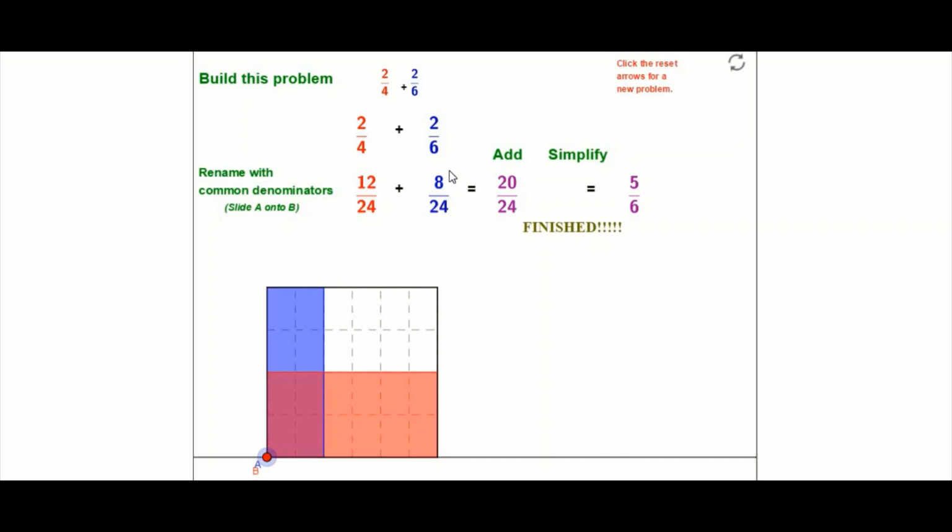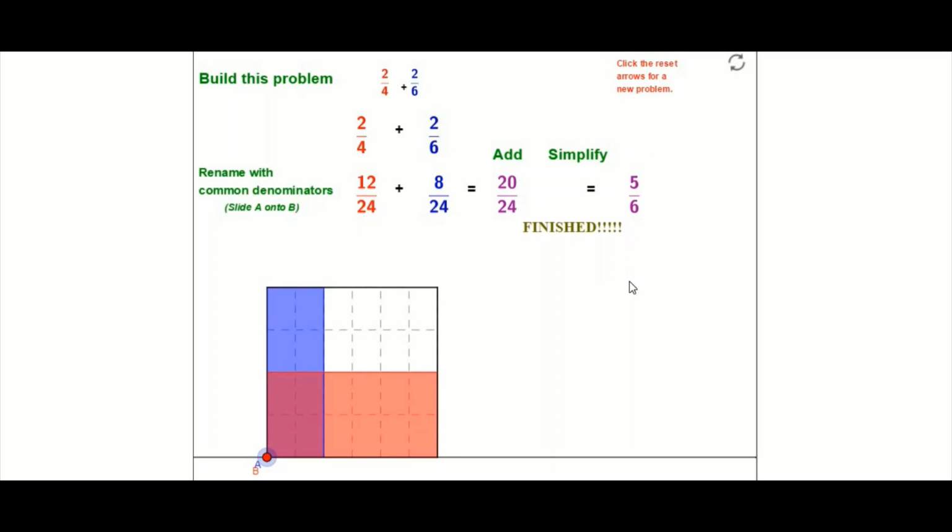So now I have created equivalent fractions. So you just need to keep the denominator of 24 and simply combine the numerators. So it's going to be 12 plus 8, that's 20 out of 24. Note, both 20 and 24 can be divided by 4. So 20 divided by 4, that gives you 5. 24 divided by 4, that gives you 6. So your final answer is 5/6.